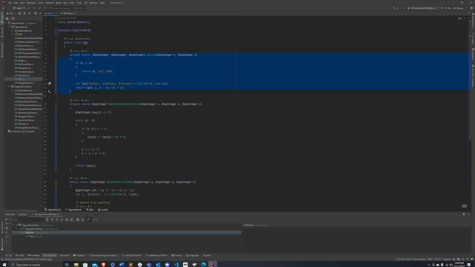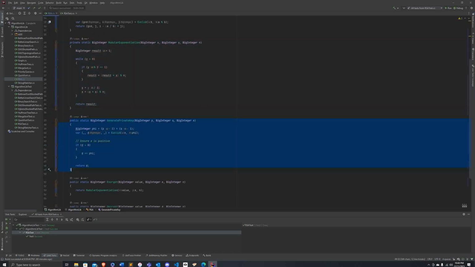Next up is the modular exponentiation method. This is a crucial function that efficiently computes x to the y power modulo n, using the square and multiply technique. This operation is fundamental for both encryption and decryption processes. Moving on, we have the GeneratePrivateKey method here. This is responsible for computing the private key called d using the extended Euclidean algorithm. This ensures a positive value for d.